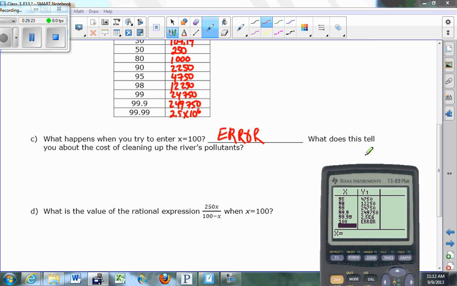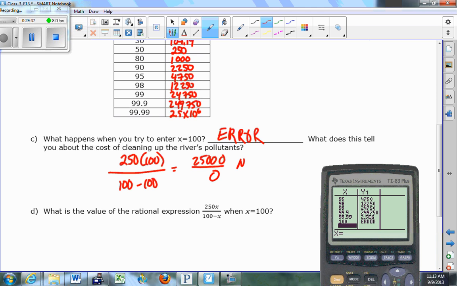Remember what we just said with 6 divided by 0? We couldn't do that. Well, look at our expression if we try to put 100 into it. We get 25000 over 0. No can do, right? We can't do this. It's undefined. So that's why the calculator gives us an error. But if we were looking at what was happening to our cost, it's just gone out of sight. It would be impossible.